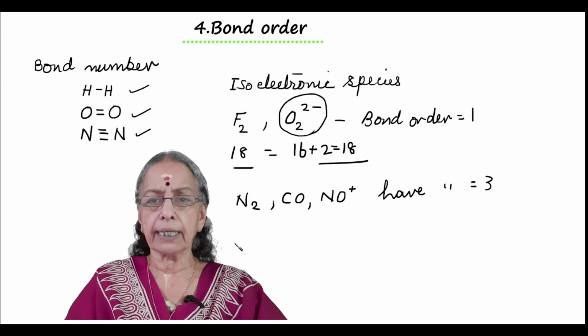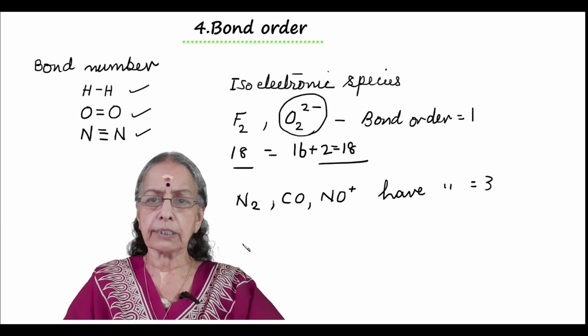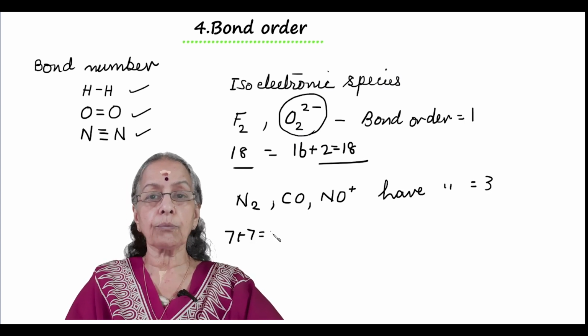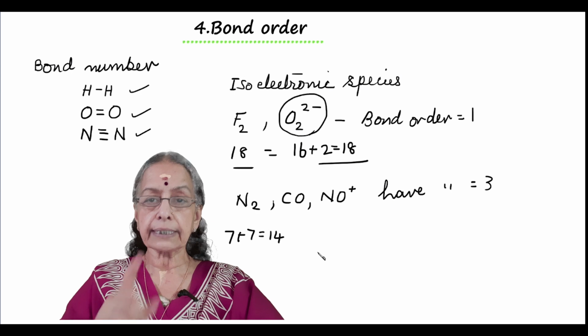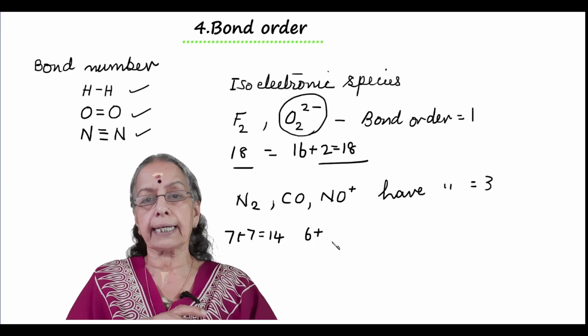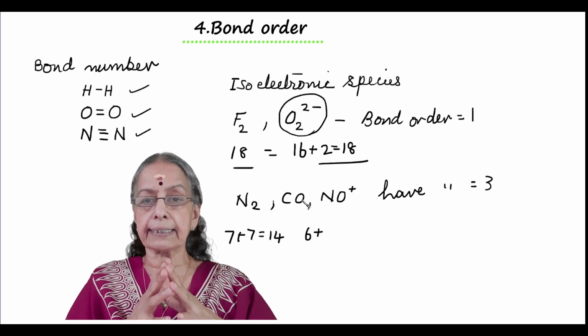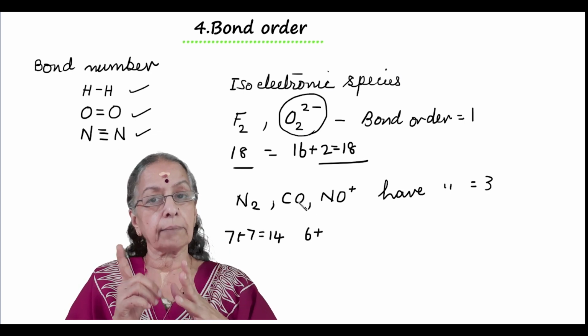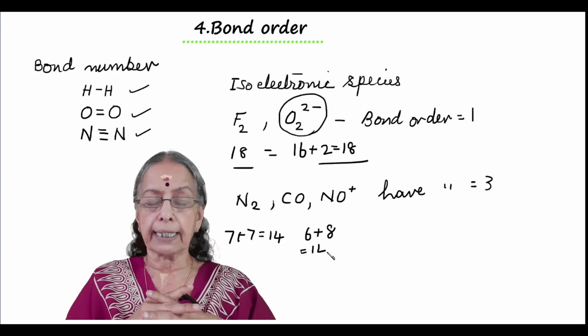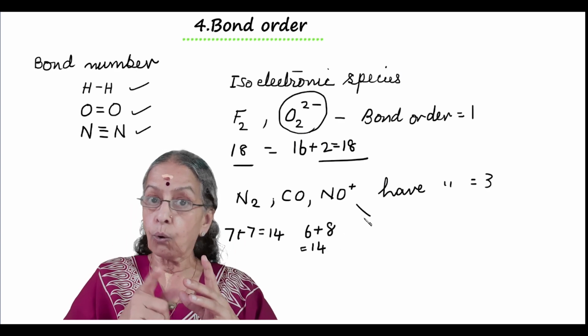Let us check up whether they are isoelectronic species. For nitrogen, atomic number is 7. N2 means there are 2 atoms. So, 7 plus 7 is 14. Now, coming to carbon monoxide, carbon atomic number 6, oxygen atomic number 8, 8 plus 6, that also is 14. Now, you come to NO+.